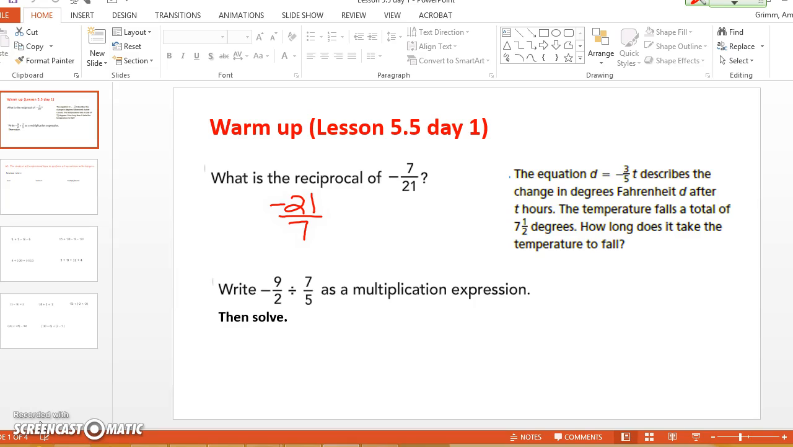But sometimes in digits, it might say, do the reciprocal and simplify. So if it goes on and says that and simplify, that means make it smaller. So you would want to go ahead and change this to negative 3. But this is technically the reciprocal. Just watch for what the directions are saying, if they want it in simplified form. Okay? All right, next one.